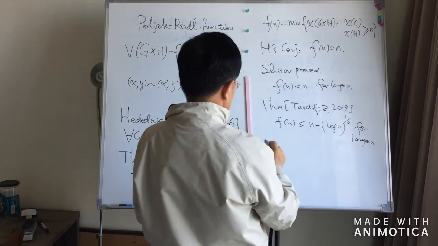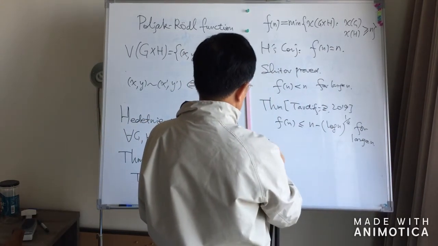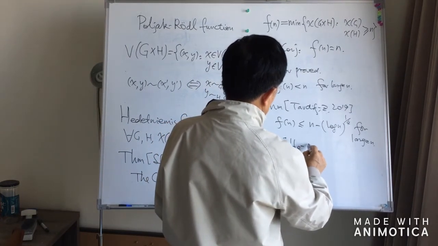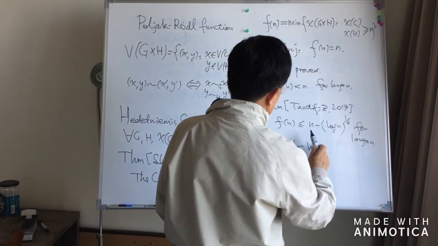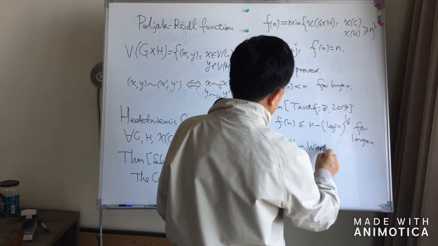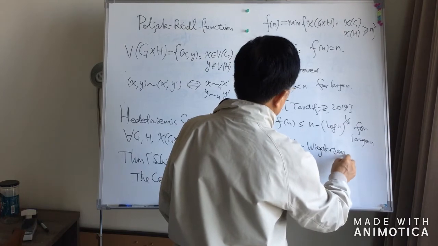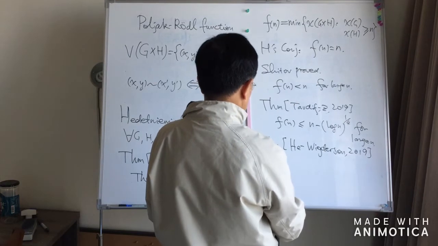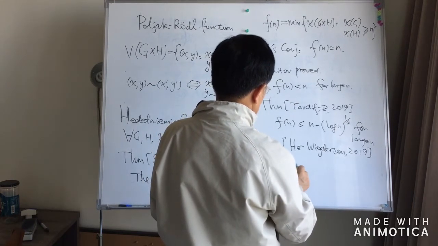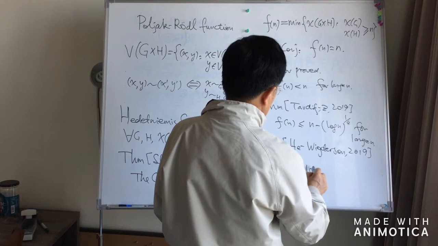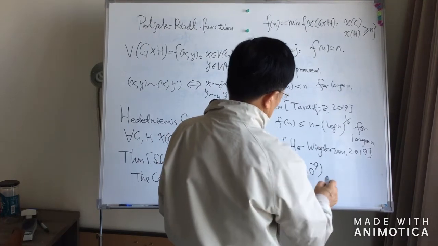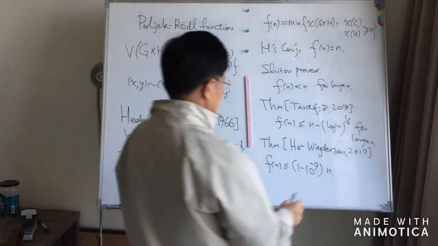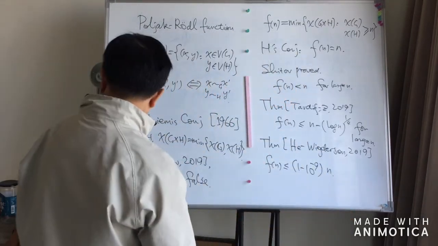And then a little bit later, He and Wigderson improved this result, also in 2019. They proved that f(n) is actually less or equal to (1 minus 10 to the minus 9) times n, for large n.